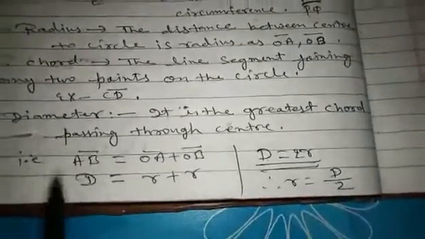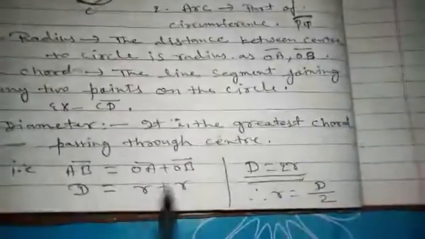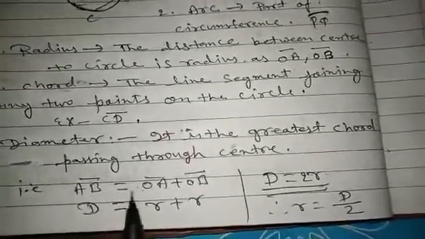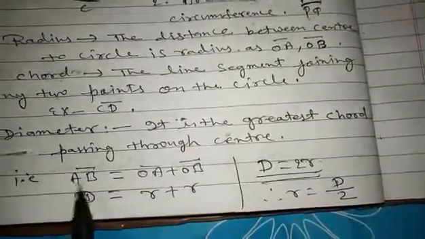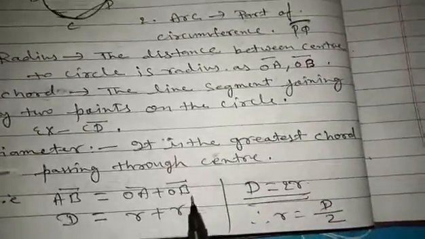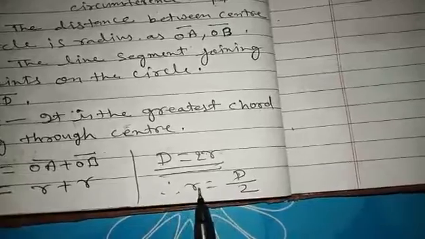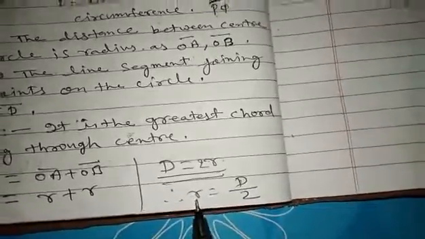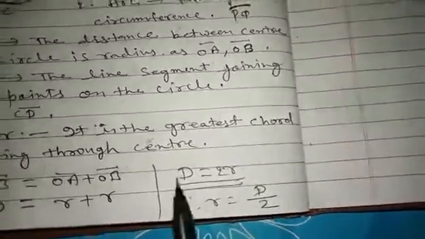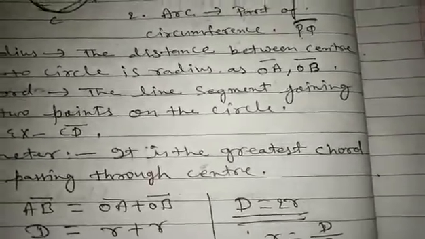So you see, AB is the greatest chord and AB is written in the form of OA plus OB. You write it this way: AB is equal to OA plus OB. AB is the diameter, that is D. OA is the radius R. OB is also a radius. So D is equal to R plus R, which is 2R. Therefore R is equal to D by 2. This means the radius is half of the diameter and the diameter is twice the radius. So this concept is clear.